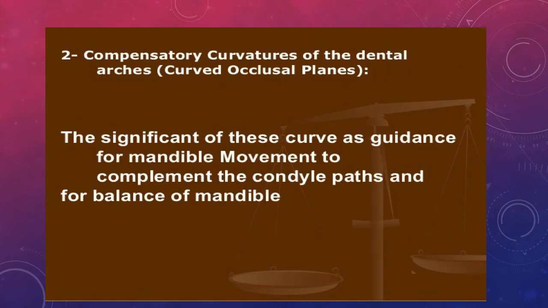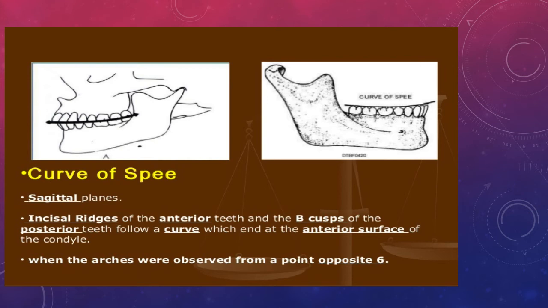Second, compensating curvatures of the dental arches. They are significant as guides for mandibular movement, to complement the condylar planes and for balance of the mandible. Curve of Spee, sagittal plane: the incisal ridges of the anterior teeth and the buccal cusps of the posterior teeth follow a curve which continues with the anterior curve of the surface of the condyle.